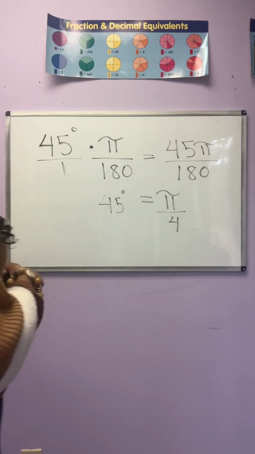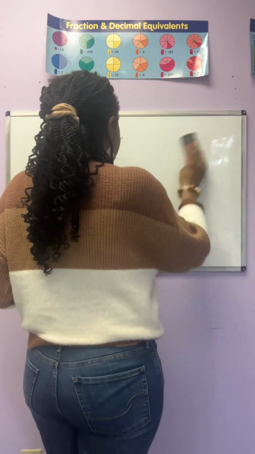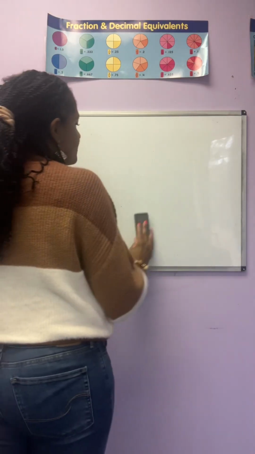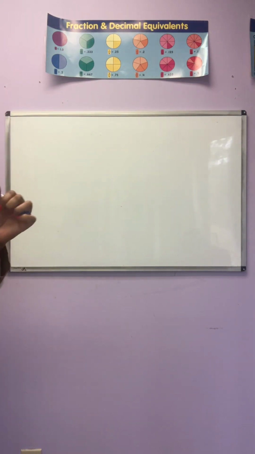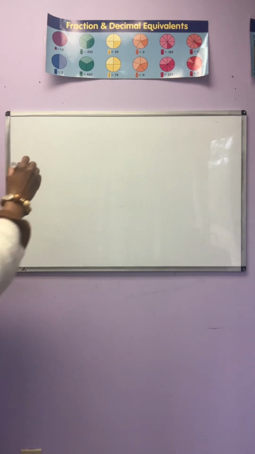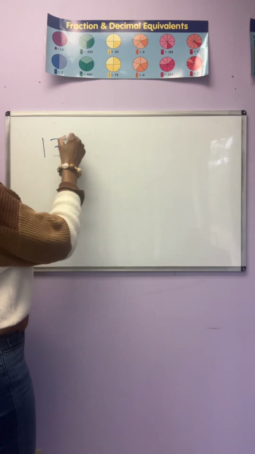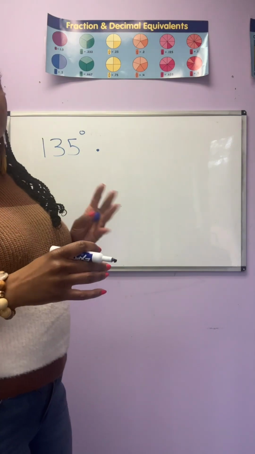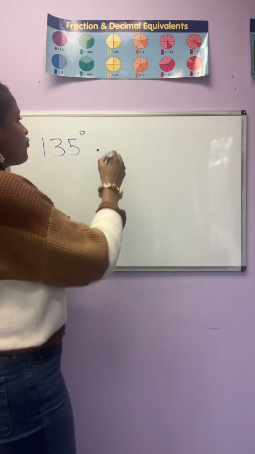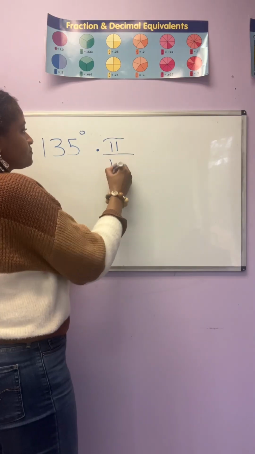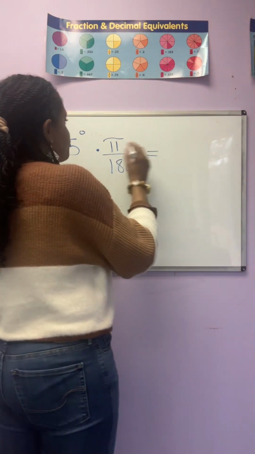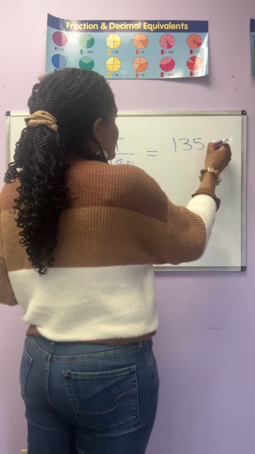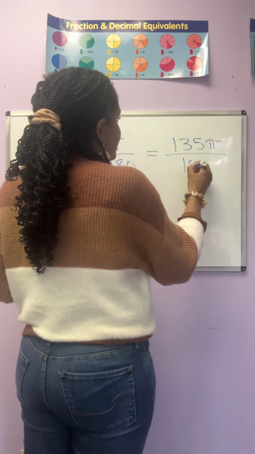Okay, let's try another one. So this formula is based on the idea that 180 degrees is pi radian. So the other one is, let's try 135 degrees. If we have 135 degrees and we want to change that to radian, we're again going to multiply by pi over 180. Same thing, 135 times pi is just 135 pi, and we put that over 180.